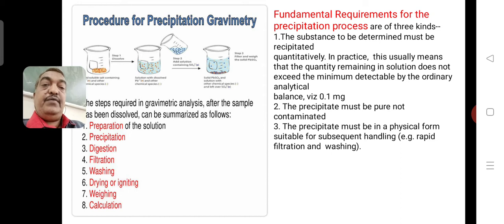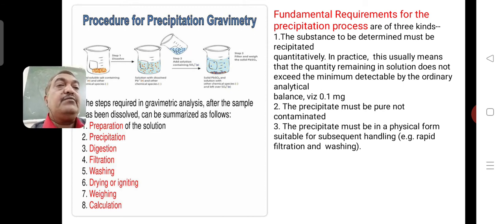So before weighing, you have to weigh the empty weight of the crucible. Then after getting the residue, the weight of the substance plus crucible minus the weight of the crucible will give you the weight of the substance. From that weight, one can calculate how much amount of the precipitate is formed during this particular gravimetric estimation.